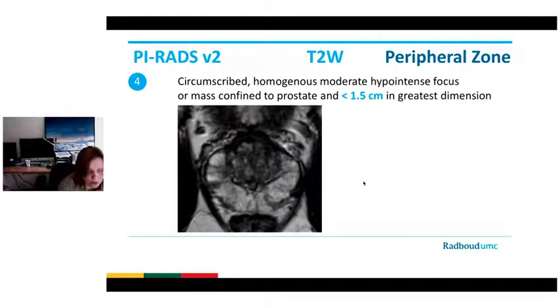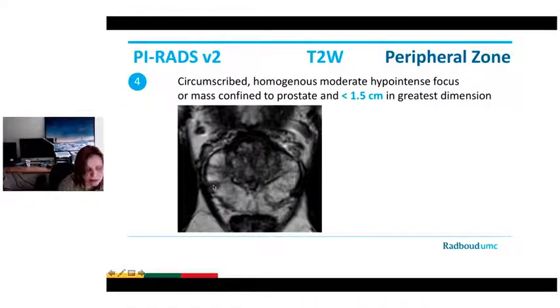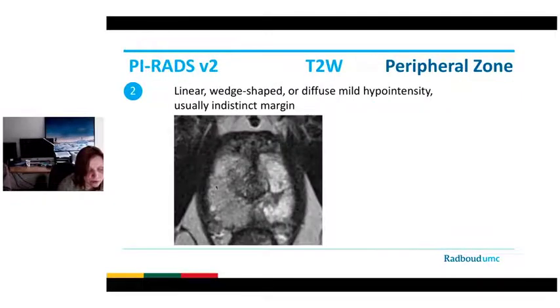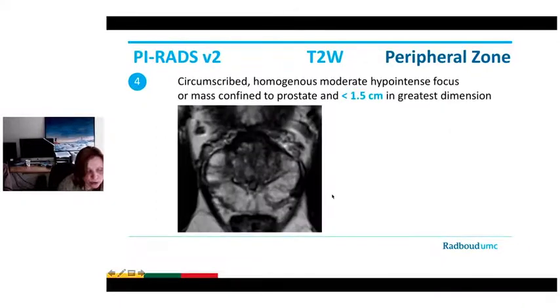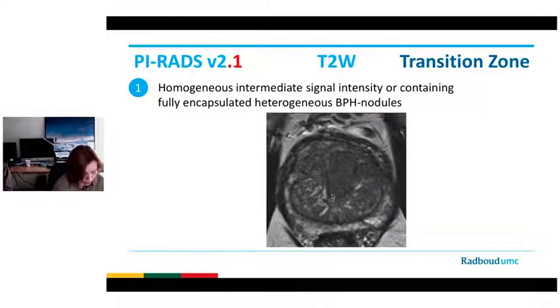PI-RADS 4 is when we have a circumscribed lesion, and the difference between PI-RADS 4 and PI-RADS 5 is the size. If it is 15 millimeters, it's 5. If you have a small one, it's PI-RADS 4. And if we have a lesion that does not fit into 2, 4, or 5, it's 3, when we don't know how to evaluate it. How are we dealing with the transition zone?